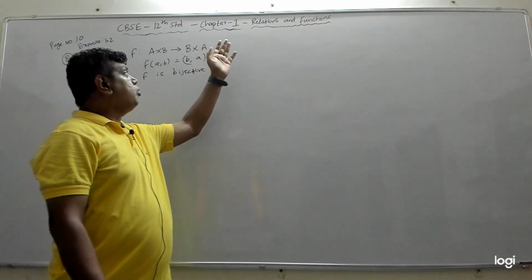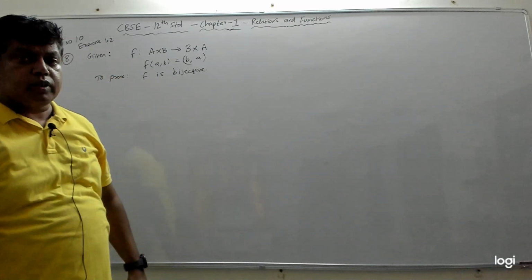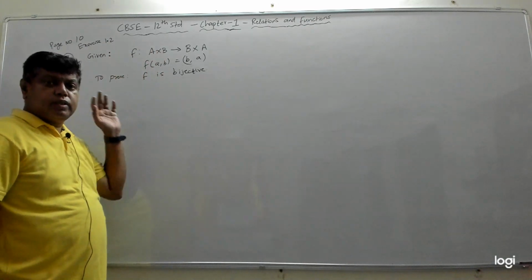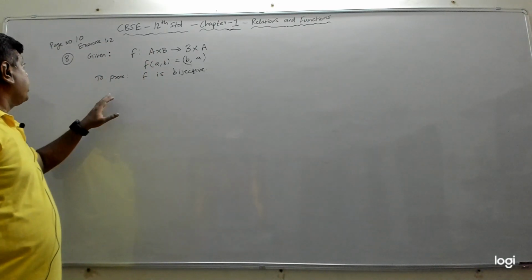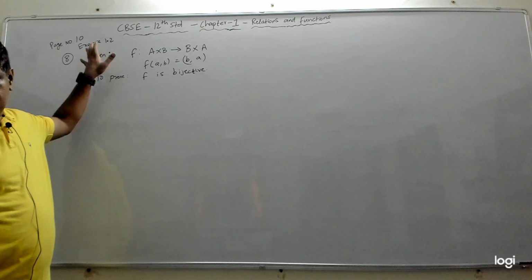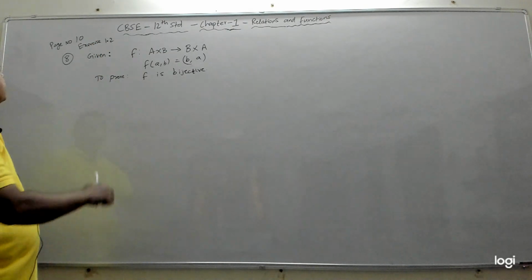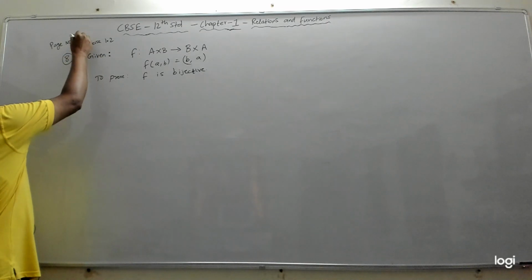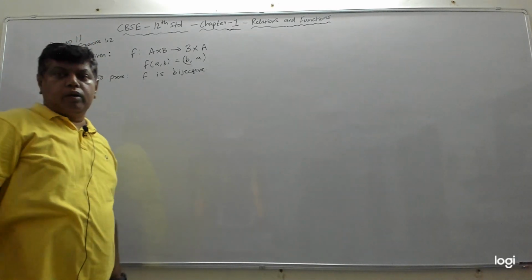In this video, we'll continue with the chapter Relations and Function from your 12th standard CBSE Mathematics. We'll continue with exercise 1.2, page number 11, problem number 8 in your textbook.